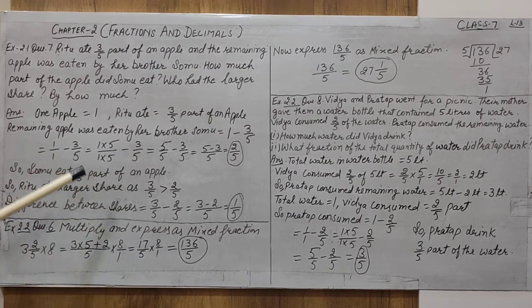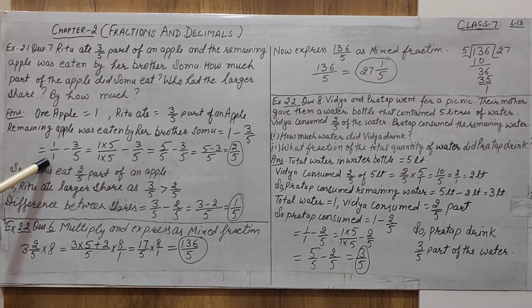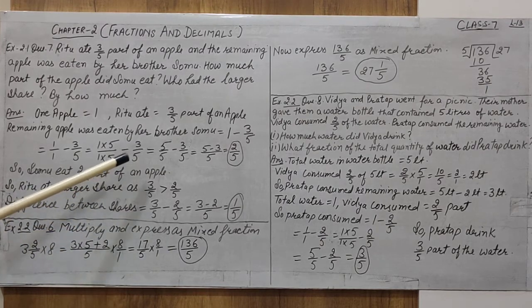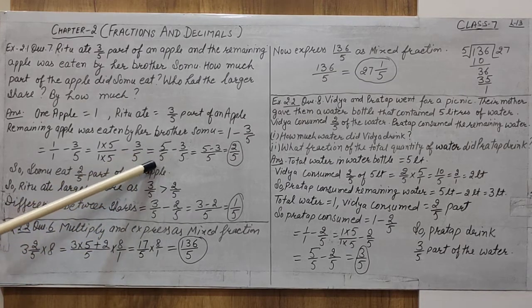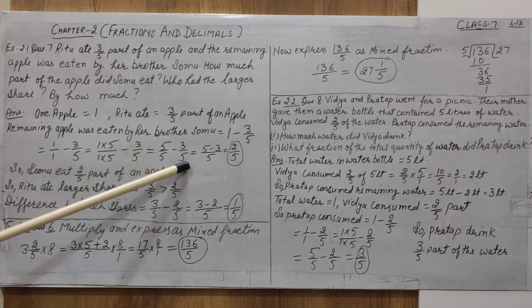Now to subtract any two fractional numbers, their denominators must be the same. How can we make the denominator the same? Here the denominator is 5. So we must make the denominator of the first term also equal to 5. To change the 1 into 5, we multiply it by 5. But when we multiply the denominator by 5, we must multiply the numerator also by 5. So we multiply the numerator and the denominator by 5. We get 5 divided by 5 minus 3 by 5.